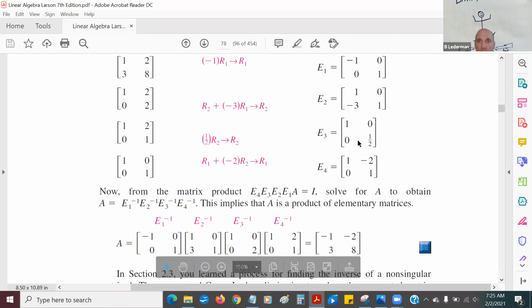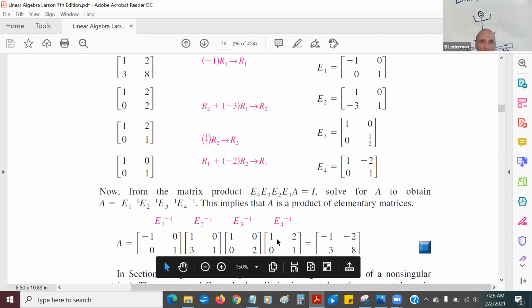My E3 was to multiply the second row by 1/2. So the inverse of that is to multiply it by 2, because if you multiply by 1/2 and then multiply by 2, it restores it back to the way it was. And my E4 was to add -2 times the second row onto the first. So I'm going to reverse that by adding +2 times the second row onto the first, and those are my inverses.